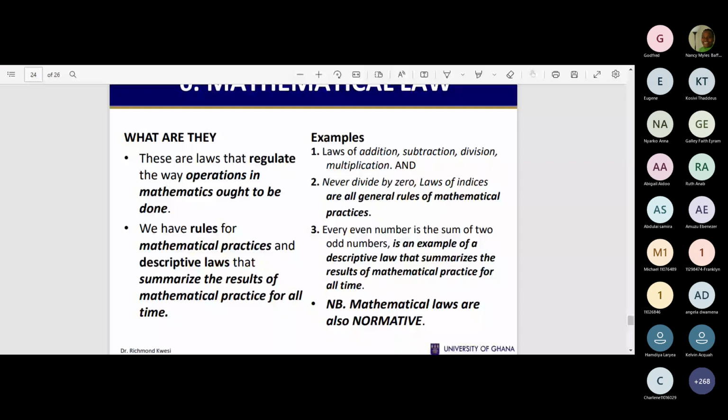Okay, madam, please, I want to know the difference between the moral law and the cultural law.